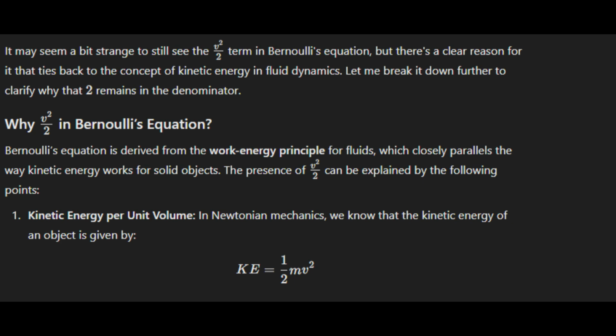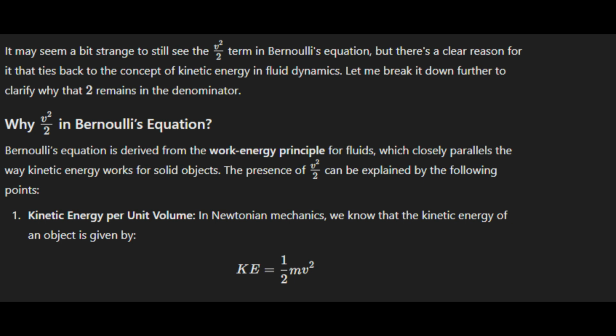It may seem a bit strange to still see the v squared over 2 term in Bernoulli's equation, but there's a clear reason for it that ties back to the concept of kinetic energy in fluid dynamics. Let me break it down further to clarify why that 2 remains in the denominator. Why v squared over 2 in Bernoulli's equation? Bernoulli's equation is derived from the work-energy principle for fluids, which closely parallels the way kinetic energy works for solid objects. The presence of v squared over 2 can be explained by the following points.